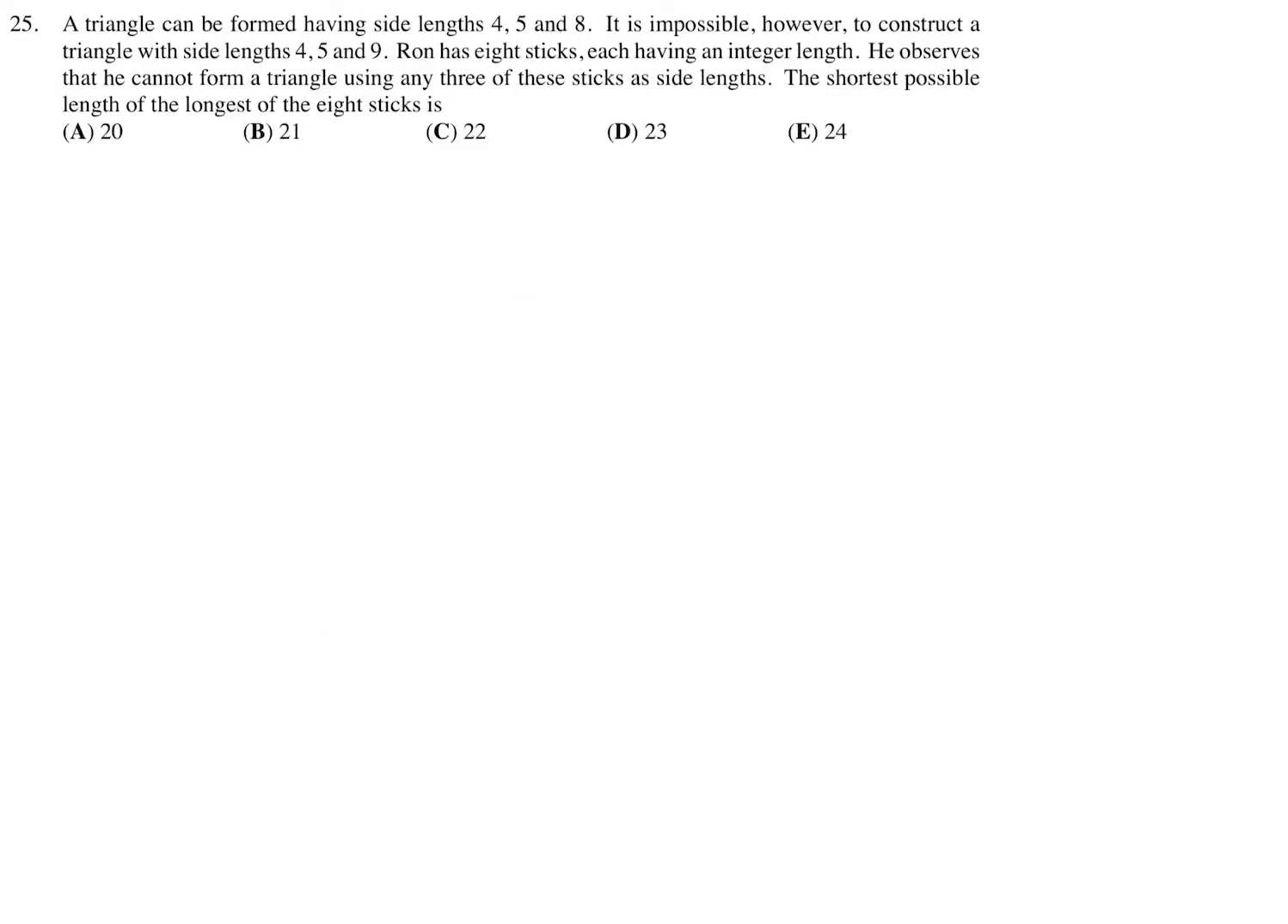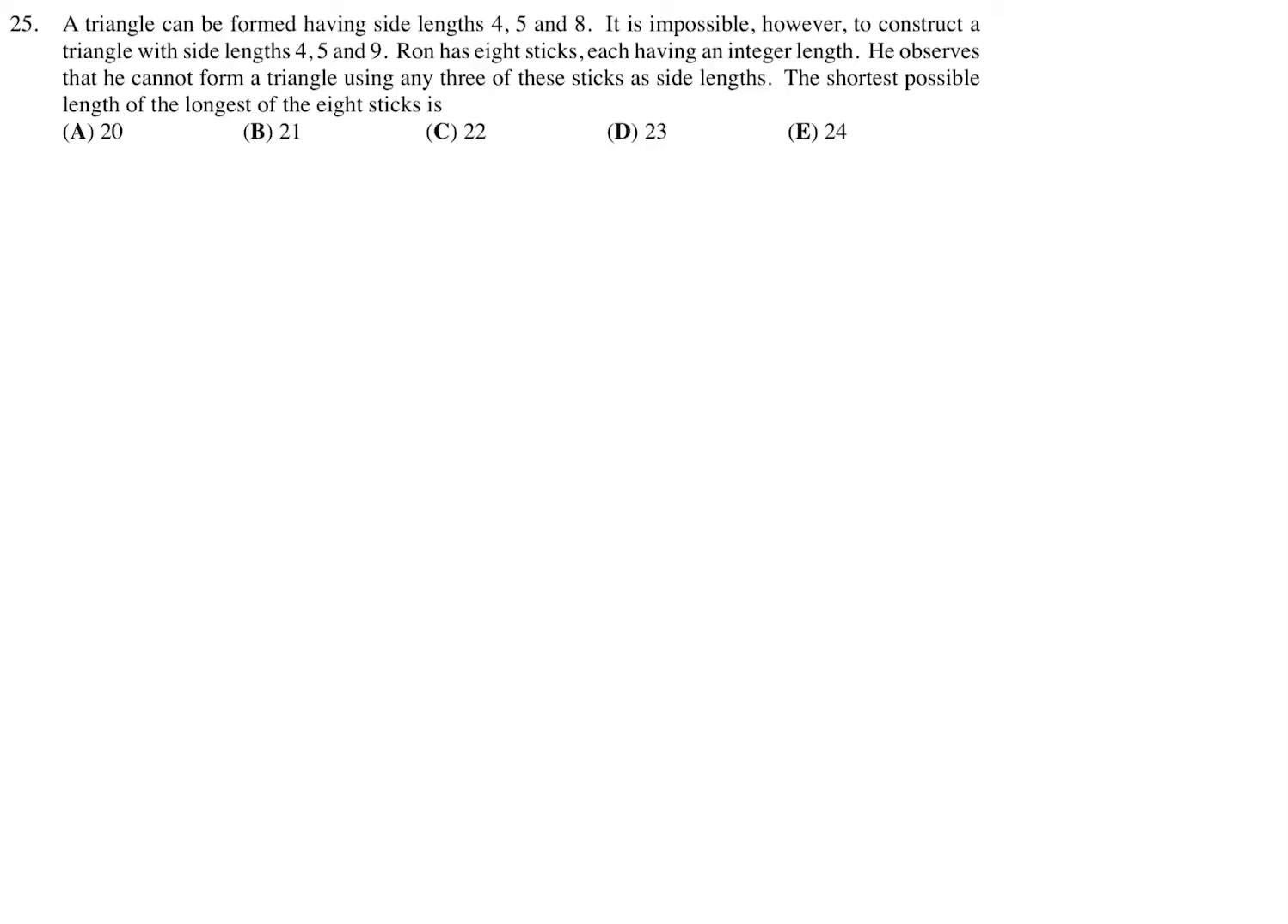A triangle can be formed having side lengths 4, 5, and 8. It is impossible, however, to construct a triangle with side lengths 4, 5, and 9. Ron has 8 sticks, each having an integer length. He observes that he cannot form a triangle using any of these sticks as side lengths. The shortest possible length of the longest of the 8 sticks is.